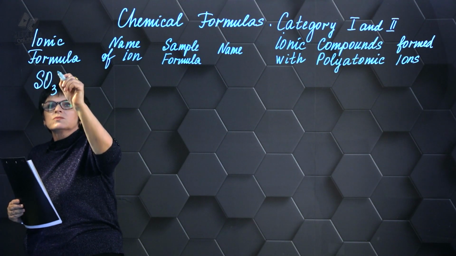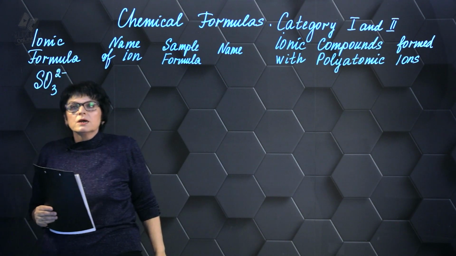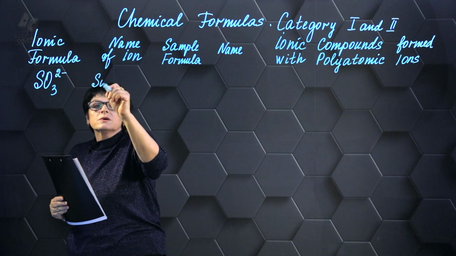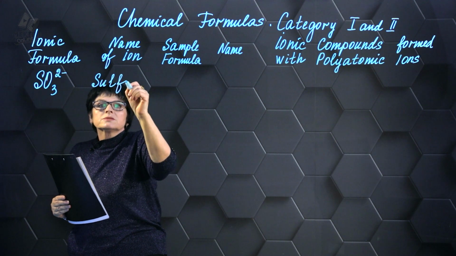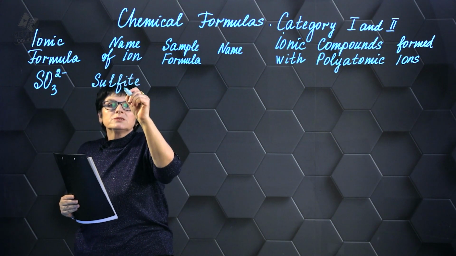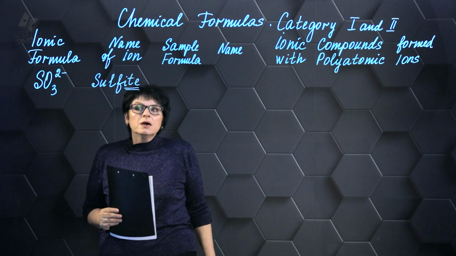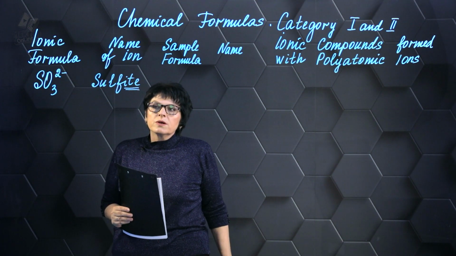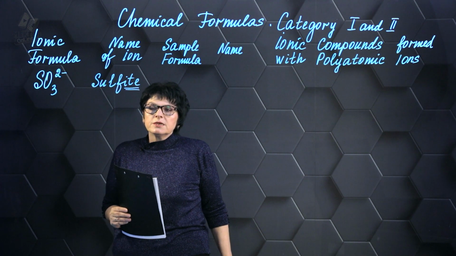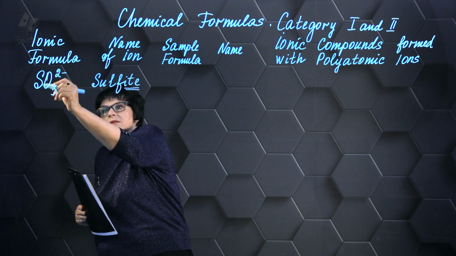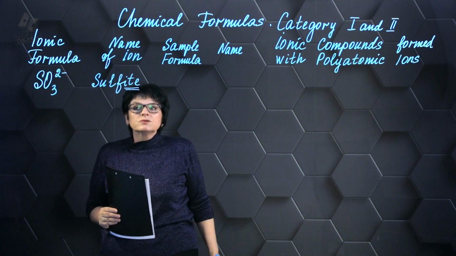So, if the ionic form is represented as SO3 with a charge of 2-, this particular form is called sulfite accordingly. Check it out, the suffix is going to change. When the suffix sounds exactly like that, it means that the oxidation state of this particle, which is part of this ion, is an intermediate oxidation state.